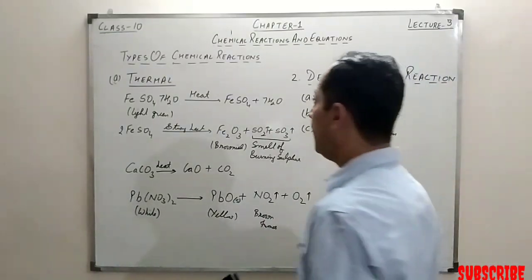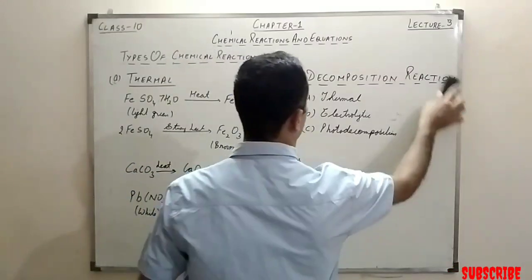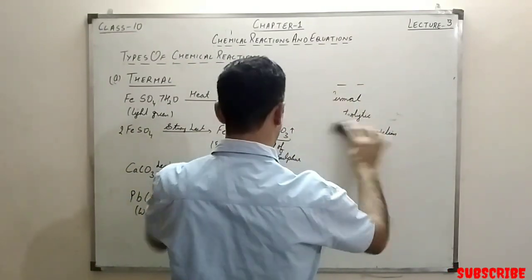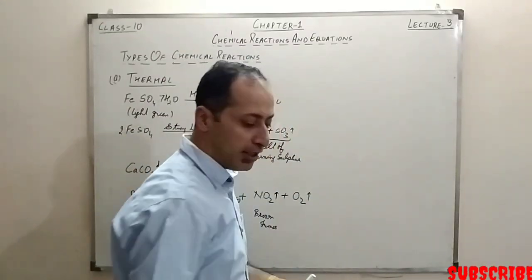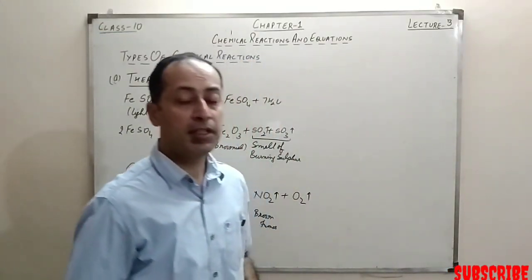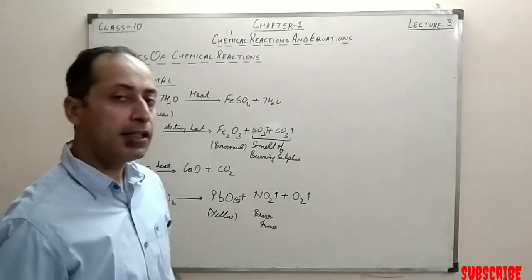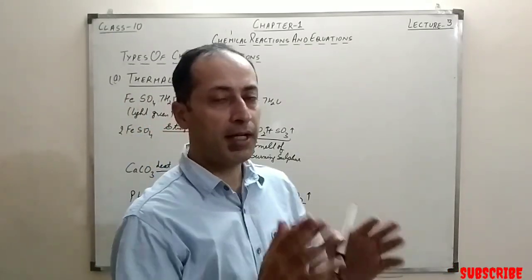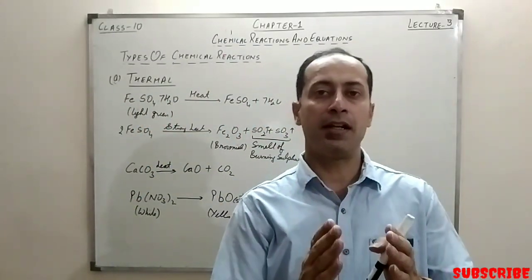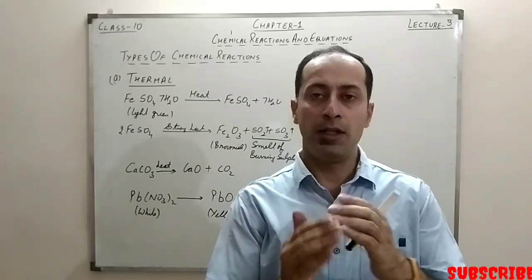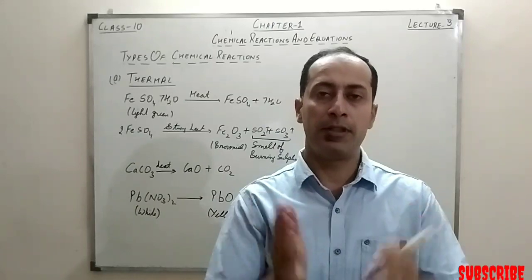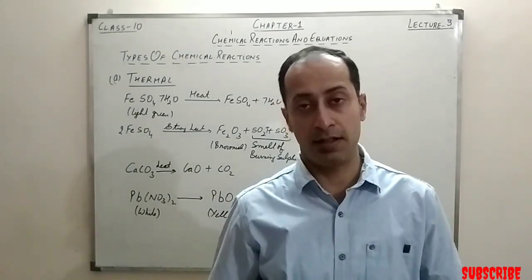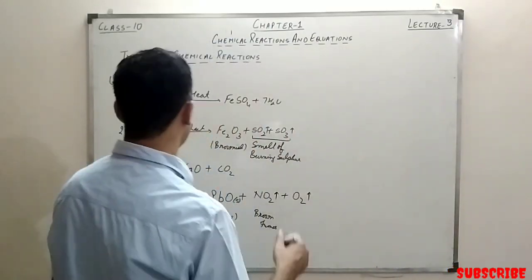Now we go to the second type of decomposition reaction, that is electrolytic decomposition. There can be many reactions related to electrolytic decomposition, but we talk about the decomposition of water. In the combination reactions, we talked about the combination of hydrogen and oxygen, passing electric current through them and forming water. Now we talk about the reverse of that. That is, we break down water, but the process again requires passing electric current. How do we do it? Let's see.